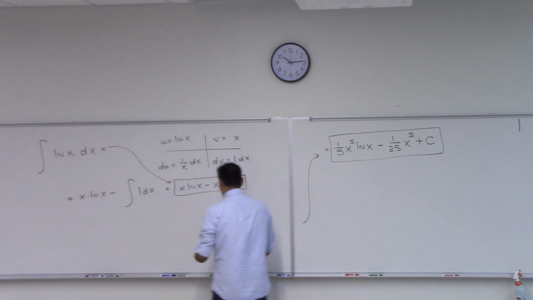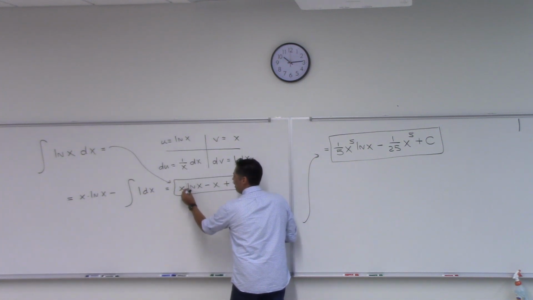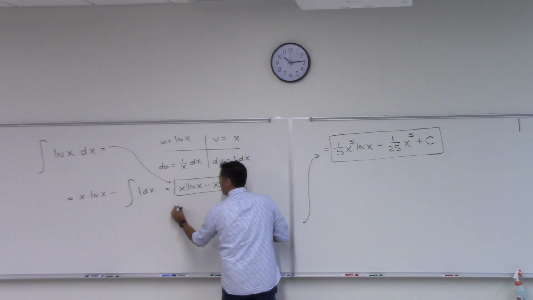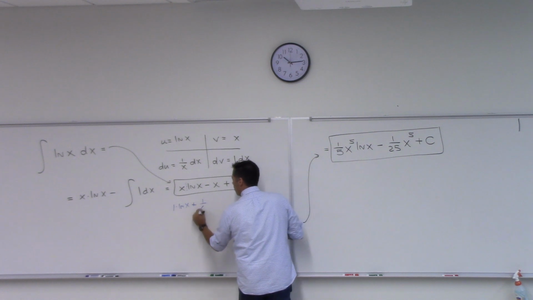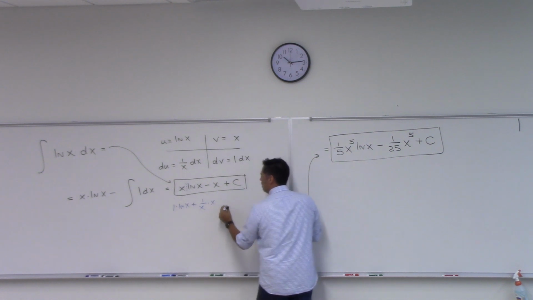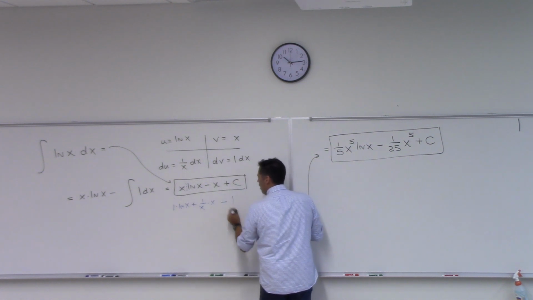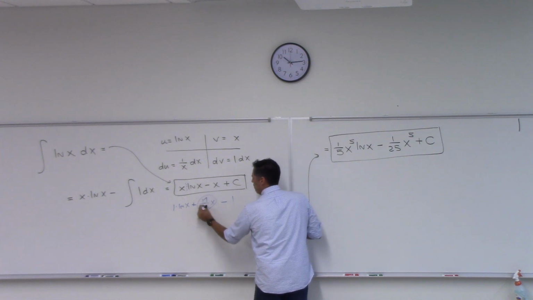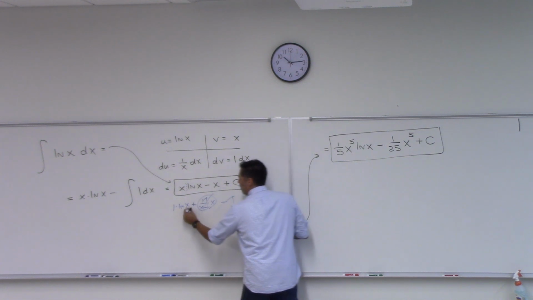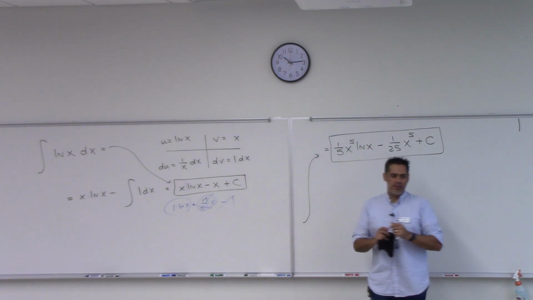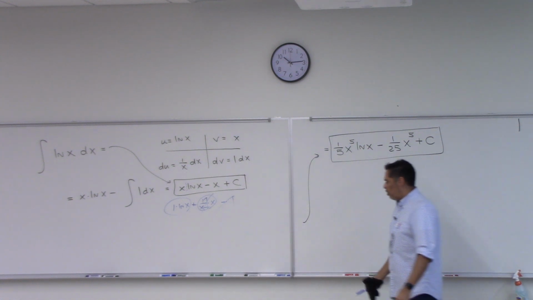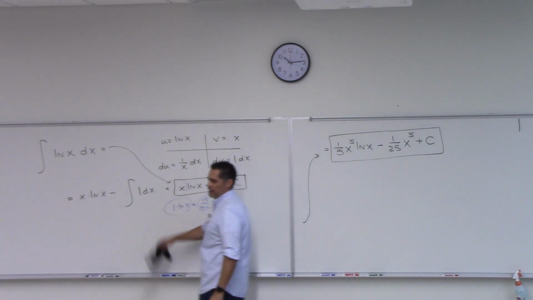I'll check it real quick. How would I check it? Product rule, right? The derivative of x is 1 times natural log x, plus the derivative of natural log of x, which is 1/x, times the first one, x, minus the derivative of x, which is 1. This right here is 1, and 1 minus 1 is 0. 1 times natural log of x is natural log x. So it's natural log x. It works. I know I do that fast.